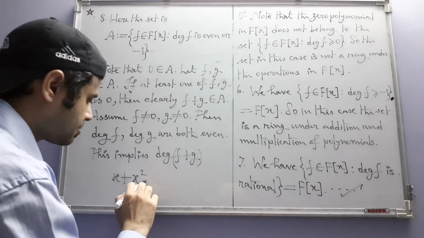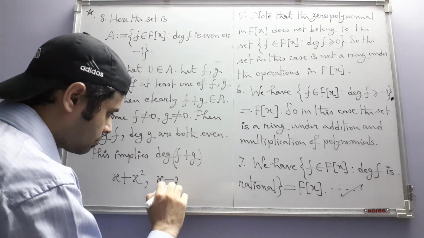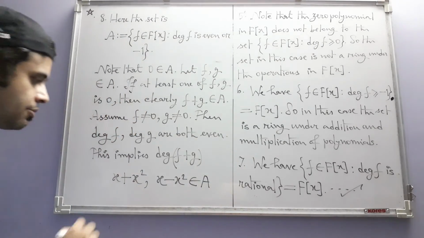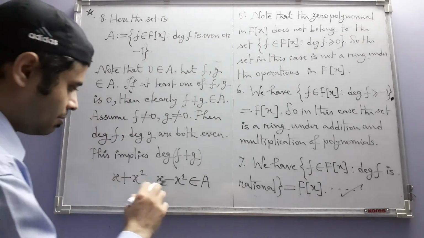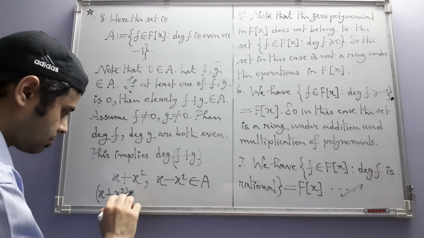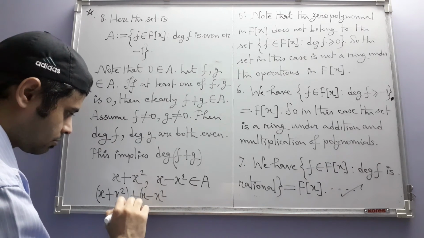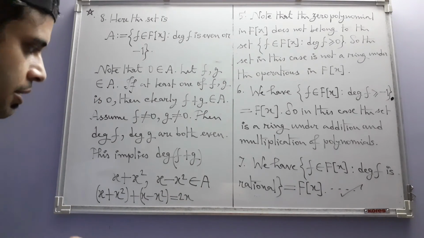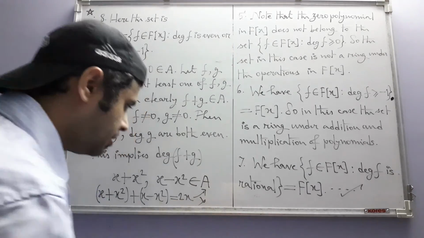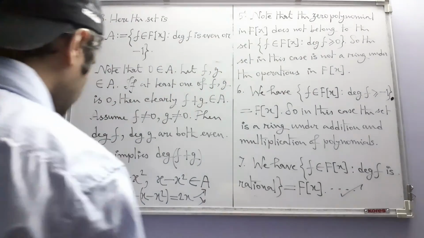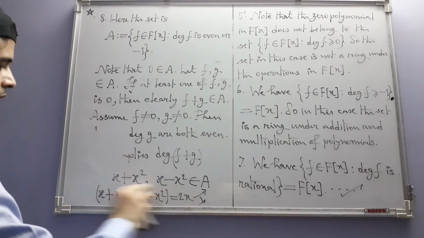This polynomial as well as this polynomial, they are both in A, right? Because each one of them has degree 2. But if you take their sum, what do you get? You get 2x, which is a polynomial of degree 1. Since 1 is odd, this sum will not be in A. So A is not closed under addition. So it will not be a ring. So we can provide this example itself.